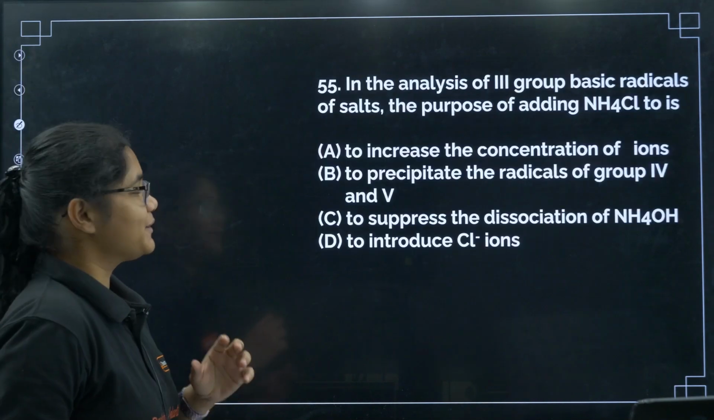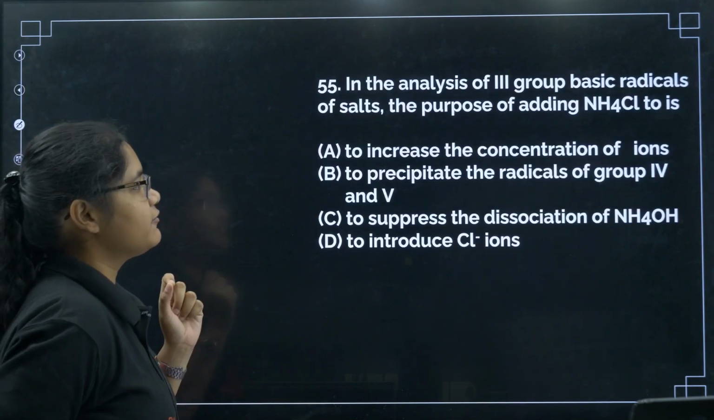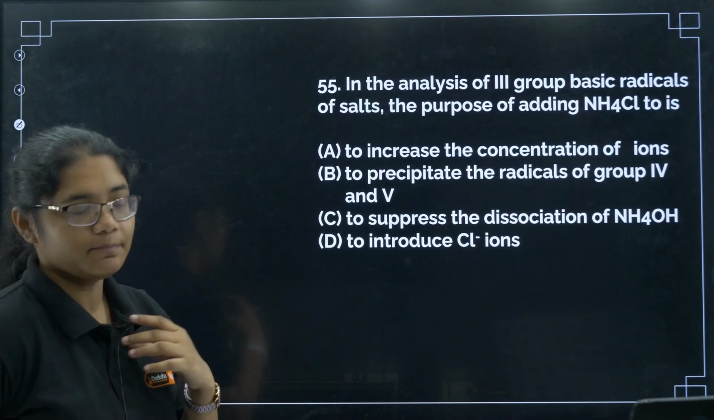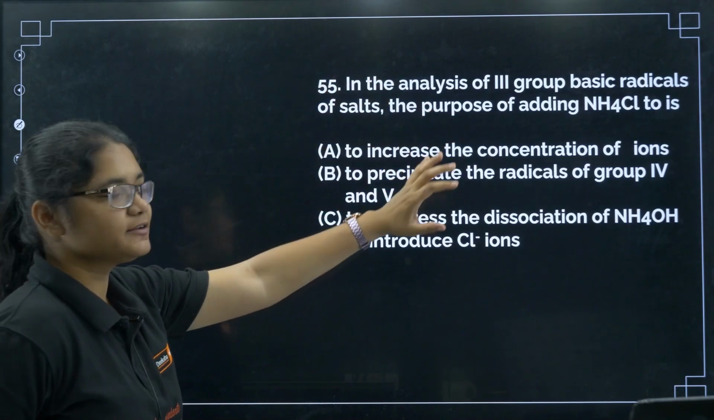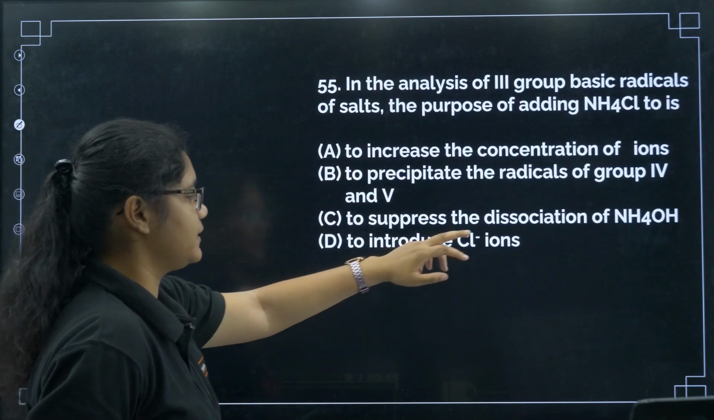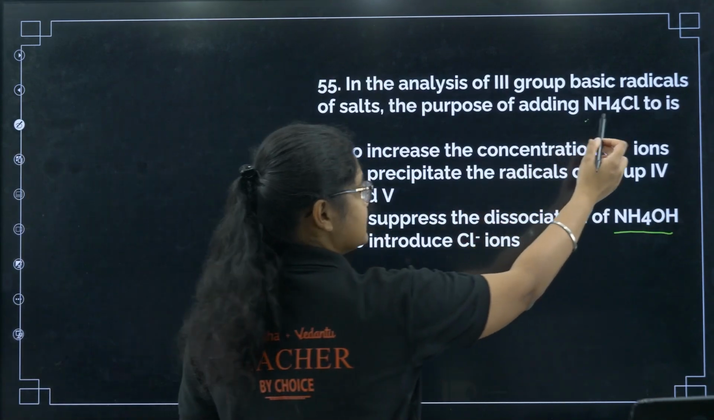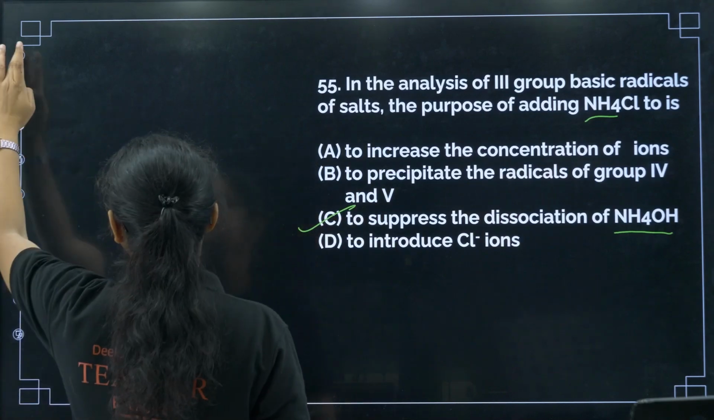Okay. Next, question number 55. In the analysis of third group basic radicals of salt, the purpose of adding NH4Cl. So you know this is a common ion effect. So if I add NH4Cl, what will happen? NH4OH will not dissociate further because of the common ions here, right? So that is why option number C.